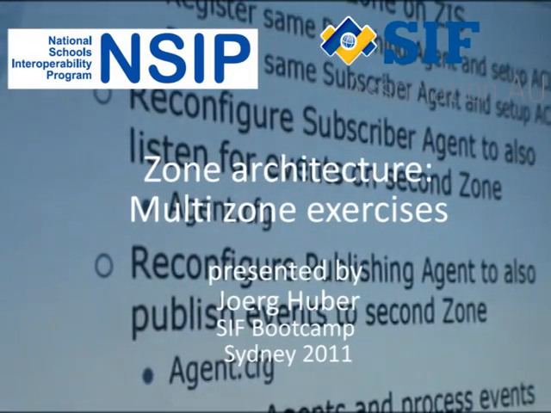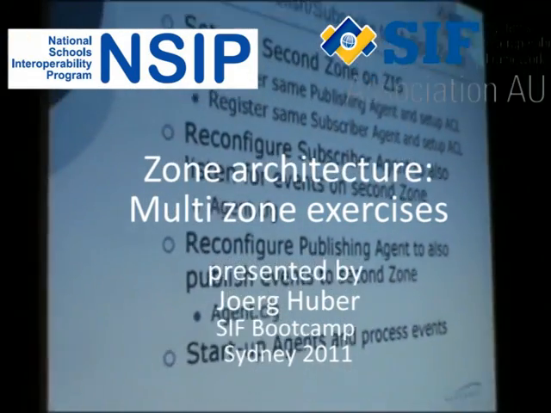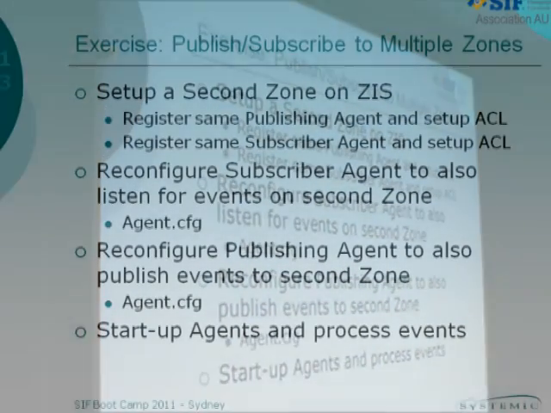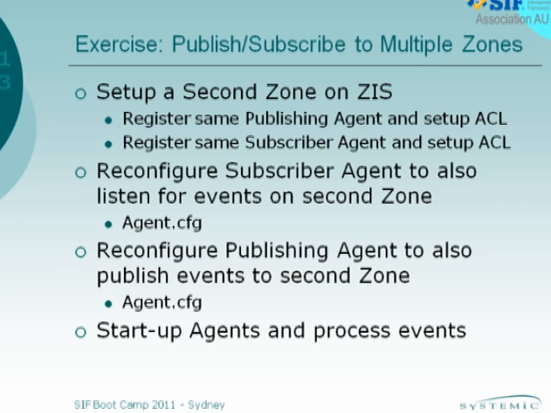Pick one of the agents you've written this morning. Try now. You should have all now 2 SISs, one called SIF Demo, one called Bootcamp, whatever. You can use those SISs. Try to make your agent publish your events to those SISs.